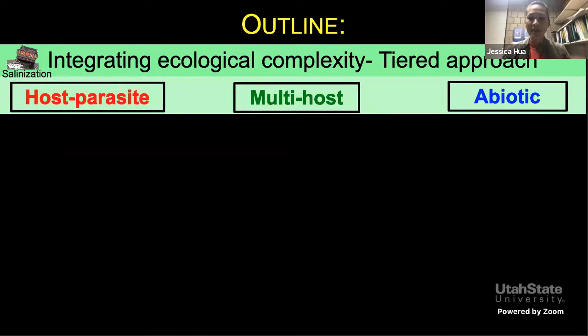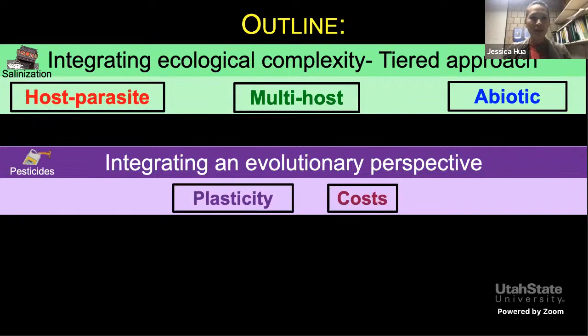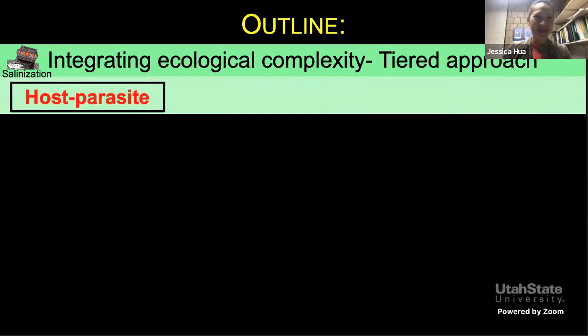And so in the second part of this talk, I'll highlight our work with integrating an evolutionary perspective into disease ecology. I'll switch gears here from talking about secondary salinization to some of our pesticide work. And I'll talk about 2 parts: plasticity as a mechanism for tolerance to pesticides, and then how this may lead to costs that can influence host-parasite interactions. So this is the outline for today. And with that, I'm going to go ahead and jump right into the ecological complexity part of this talk.